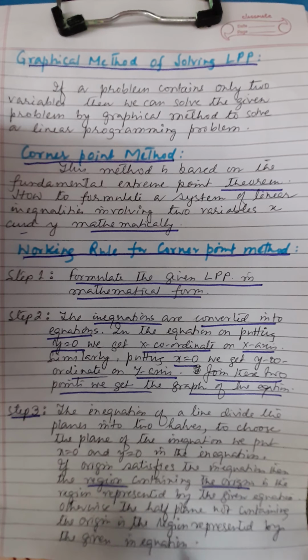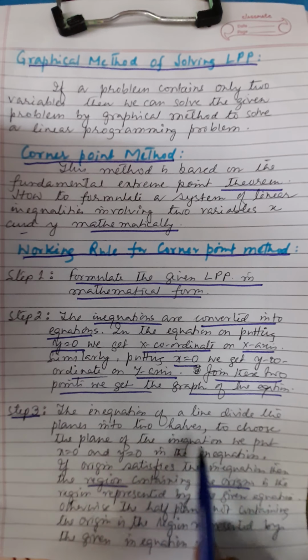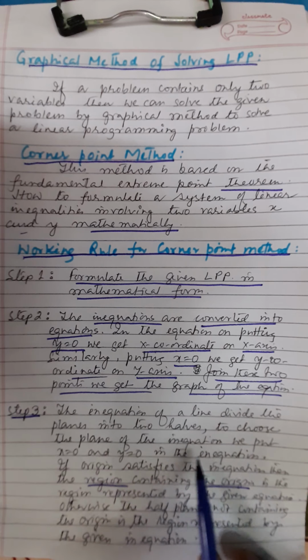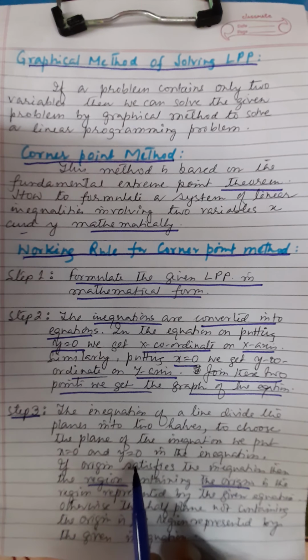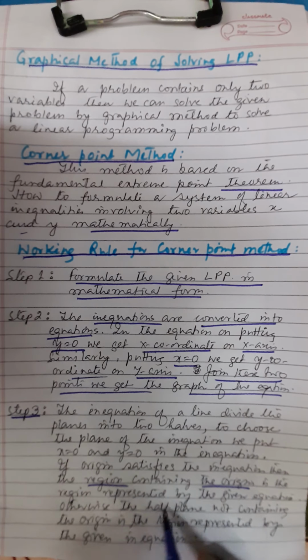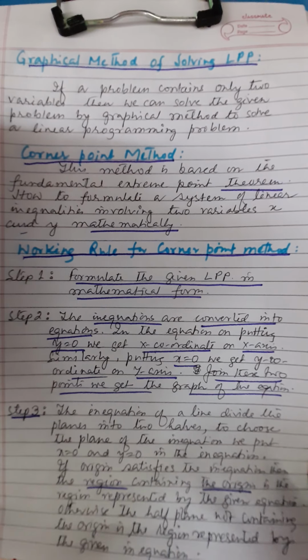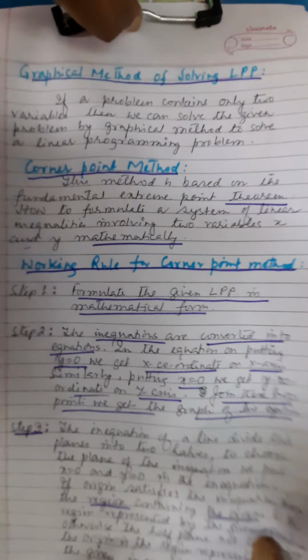So see again, the inequation of a line divides the plane into two halves. To choose the half plane of the inequation, we put x equal to 0, y equal to 0 in the inequation. If the origin satisfies the inequation, then the region containing the origin is the region represented by the given inequation. Otherwise, the half plane not containing the origin is the region represented by the given inequation. Okay, so that is the process to do.